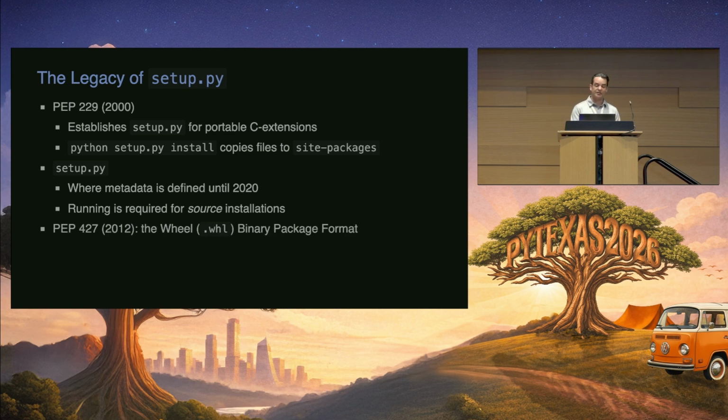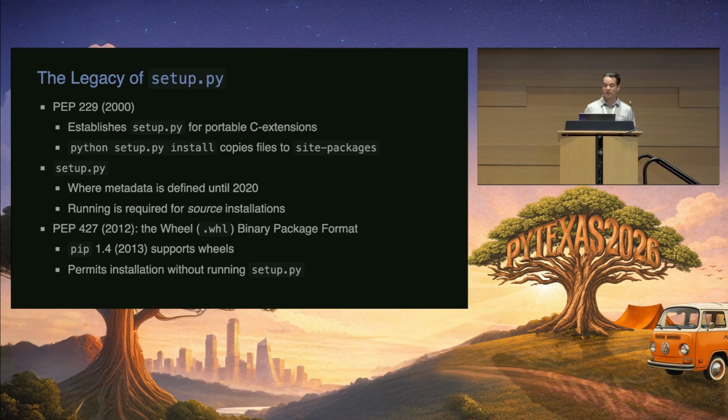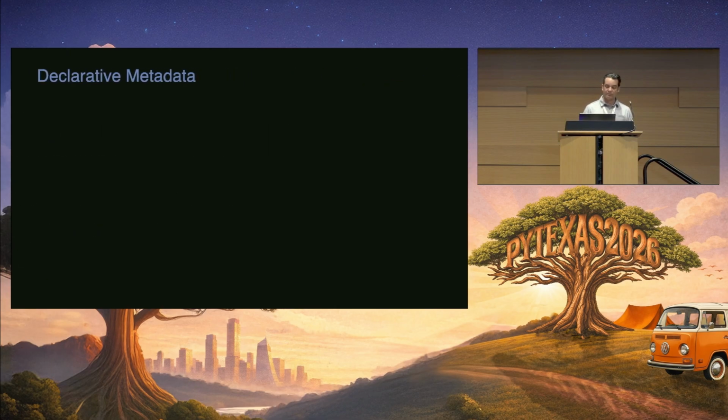Now, I say source installations because in 2012, we got the wheel. The wheel format is a binary package format that allows us to package the contents of a package in a way that doesn't require running setup.py. Pip supported that in 2013, and at that point, finally, we could install things without running setup.py, which is great. We still have plenty of other risks.